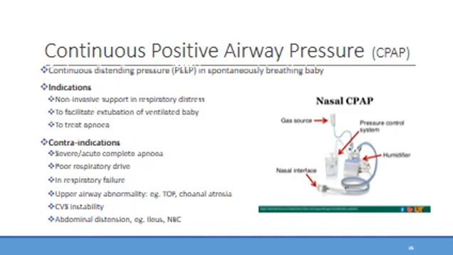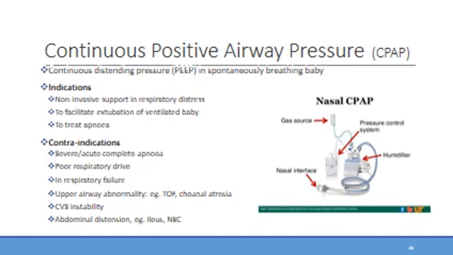Continuous positive airway pressure is where a continuous distending pressure is applied to the respiratory system in a spontaneously breathing baby. The aim is to maintain patency of the airways and to avoid end expiratory alveolar collapse, and therefore to improve the functional residual capacity by continuously applying positive end expiratory pressure. The indication for CPAP is as non-invasive support in a baby with respiratory distress. It can also be used to facilitate the extubation of a baby who is being ventilated, and it can be used to treat mild apnea.